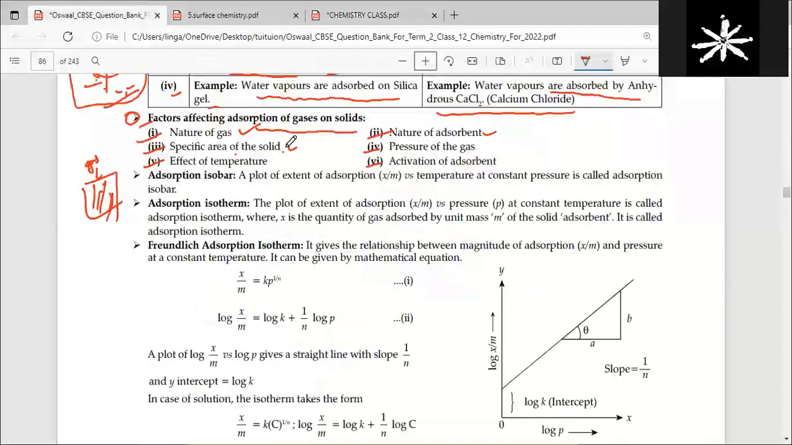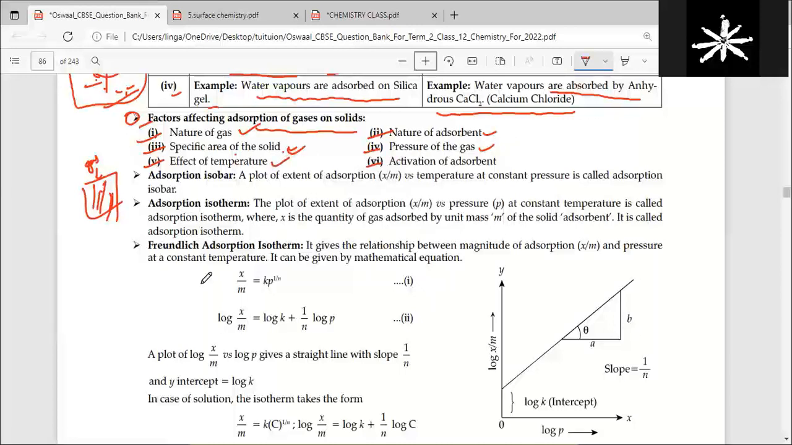So specific area of the solid, then pressure of the gas. You can understand it easily with cool drinks. By applying more pressure, more gas is dissolving. Less pressure, less gas. Then effect of temperature.